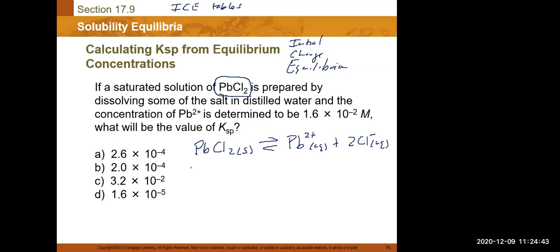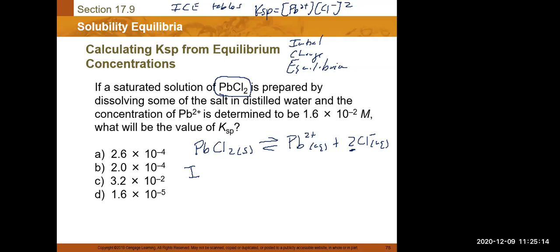We can write our KSP for this. Actually, I'm going to write it up here. Our KSP for this would be our products, which would be the lead 2 times our chloride, and we would want to square it because of the coefficient that's here as well. Now, if we were to do an ice table for this problem, which again, you don't necessarily need to, an ice table would look something like this. Because the solid really is not involved in equilibrium, we really don't do anything with it. We just leave it alone.